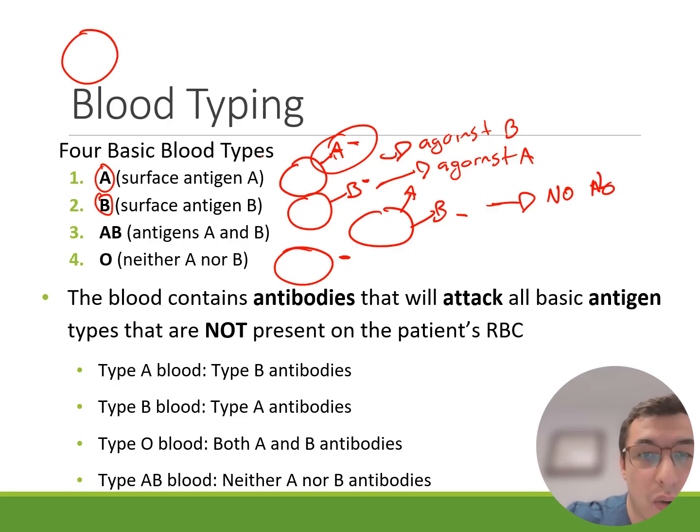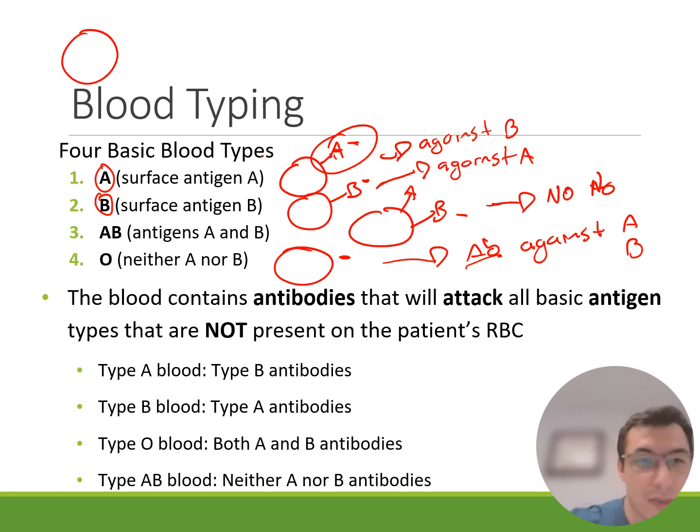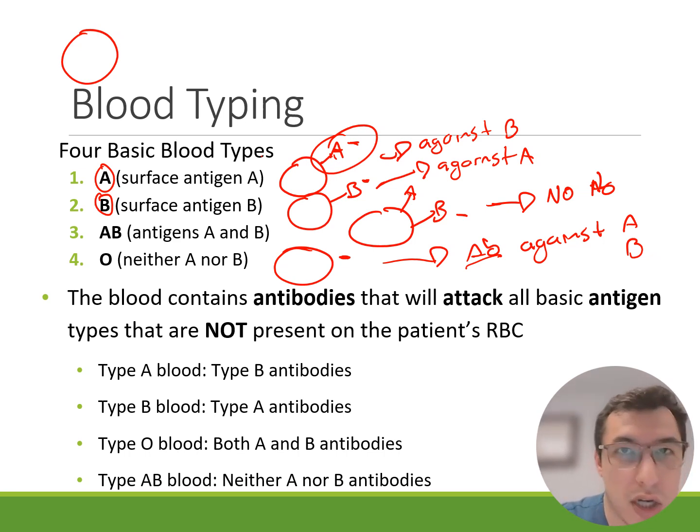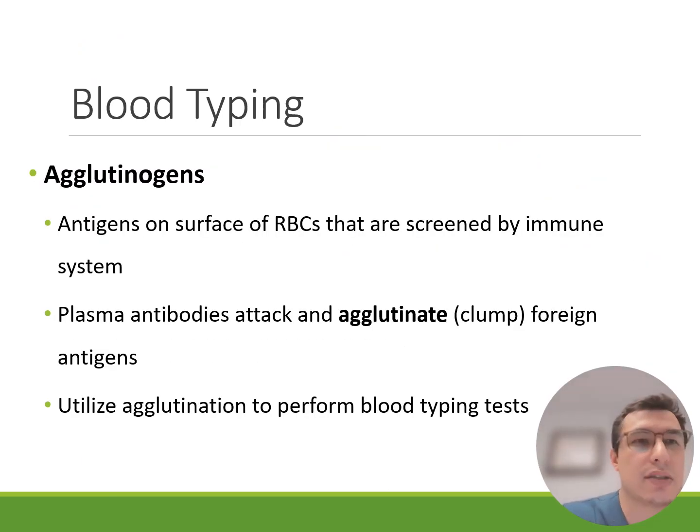Now type O, you will have antibodies against A and B. AB is short for antibody. So just keep in mind the different locations. We'll continue to rehearse this as we move forward. That brings us to the next concept, which is agglutinogens.